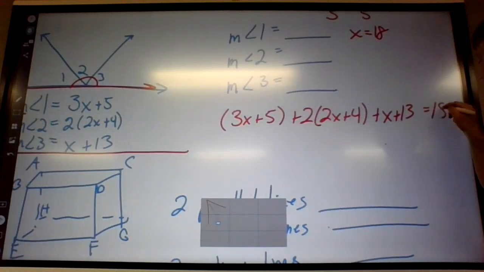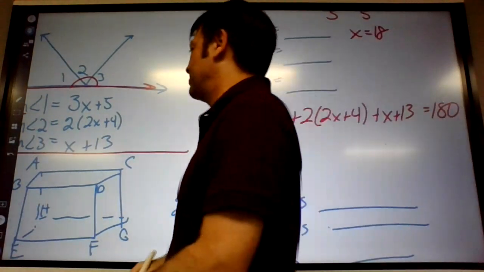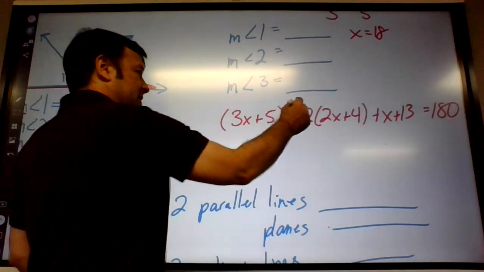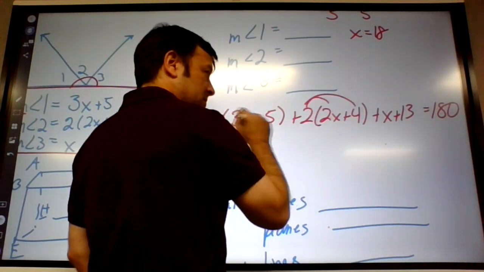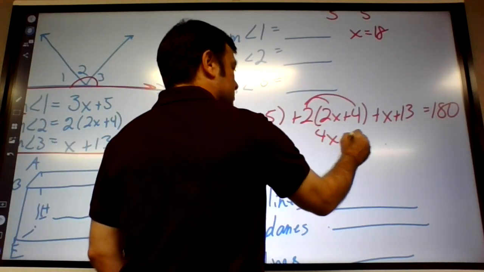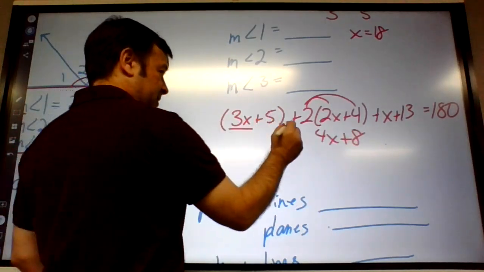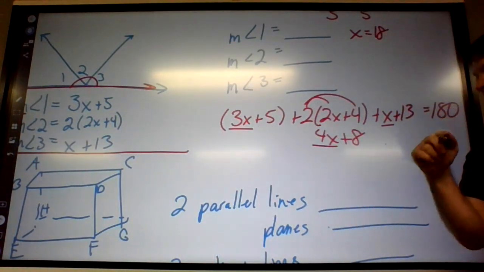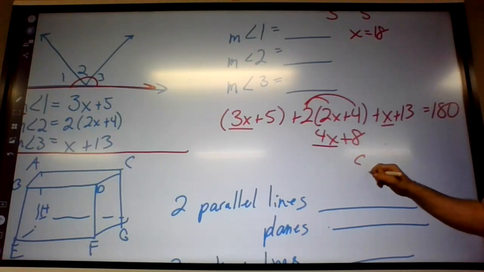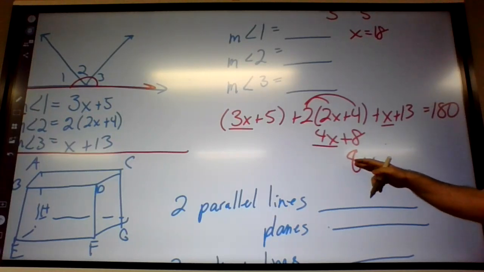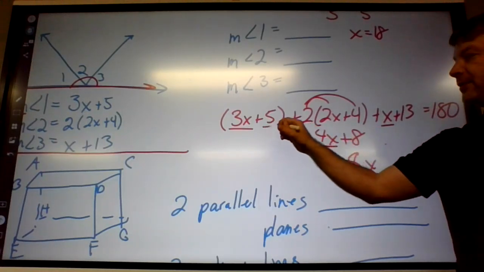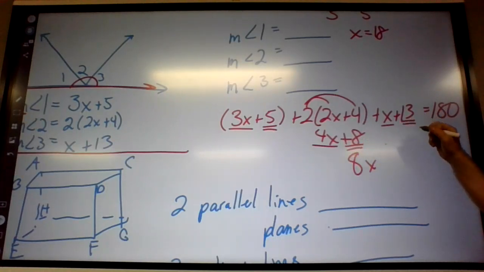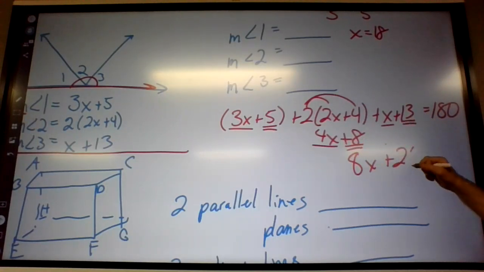equals 180. And then at this point, it's pretty much the same as the last problem. You distribute and add your like terms together. So we have 3x plus 4x plus 1x is 8x. And 5 plus 8, 13 plus 13 is 26.